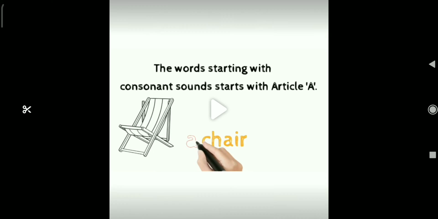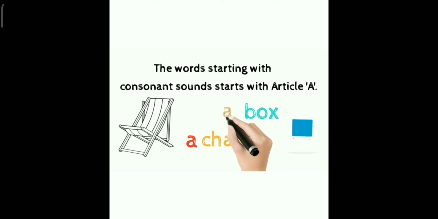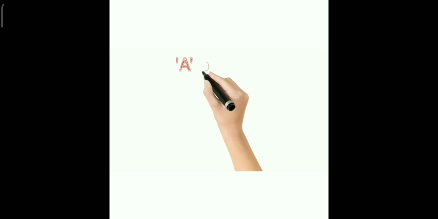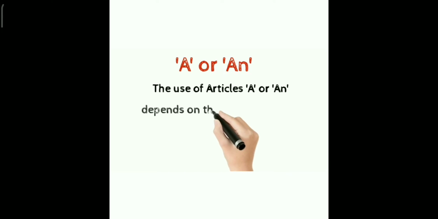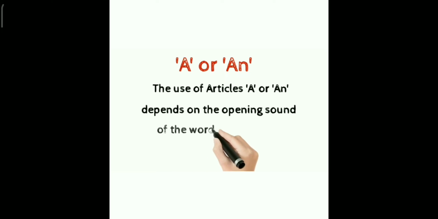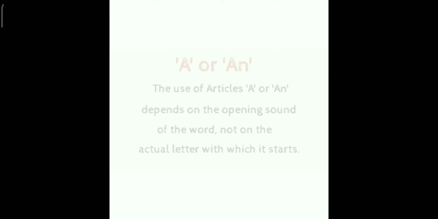Now my dear students, let us see more examples. Take a box. This box starts with the sound b, and it will take a because b is a consonant sound. The use of articles a and an depends on the opening sound of the word, not on the actual letter with which it starts.